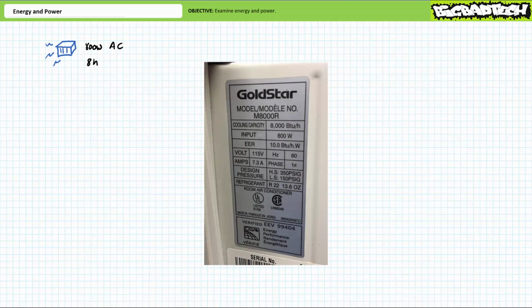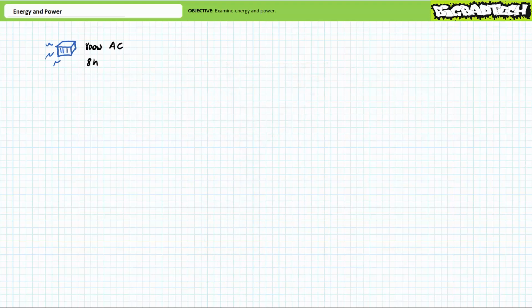Oftentimes the wattage or power of a particular device is directly specified on a device's nameplate. All you need to do to determine the energy use of a particular device is the number of hours you plan on using it. For example, consider an 800 watt air conditioner. To calculate the daily energy consumption of this air conditioner, simply multiply the wattage rating by the number of hours you use it every day. An 800 watt air conditioner used for 8 hours a day uses 800 times 8, or 6,400 watt hours of energy, or 6.4 kilowatt hours of energy.